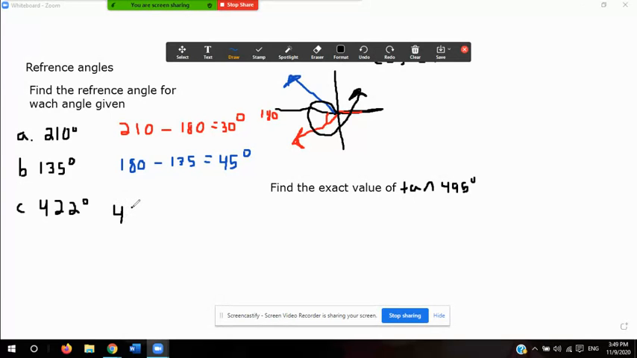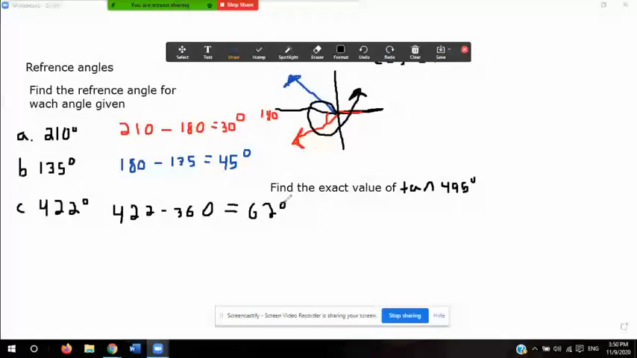minus 360, given the fact that 422 is greater than one full rotation. And when we subtract 422 minus 360, we get that our answer is 62 degrees. And that would be the reference angle for this exercise. So it's very easy to calculate the reference angle.